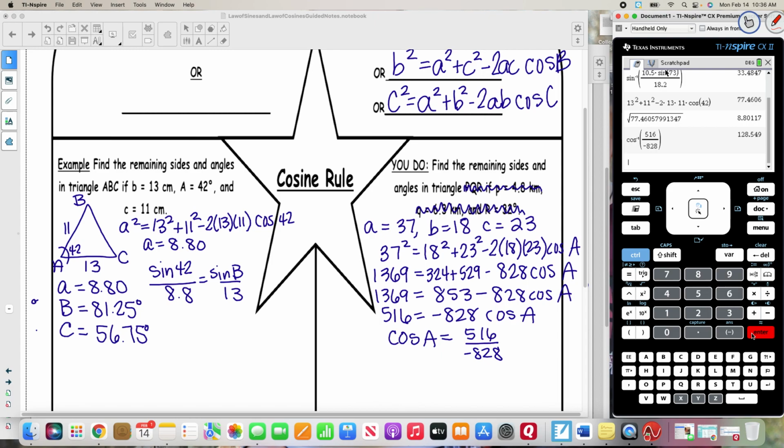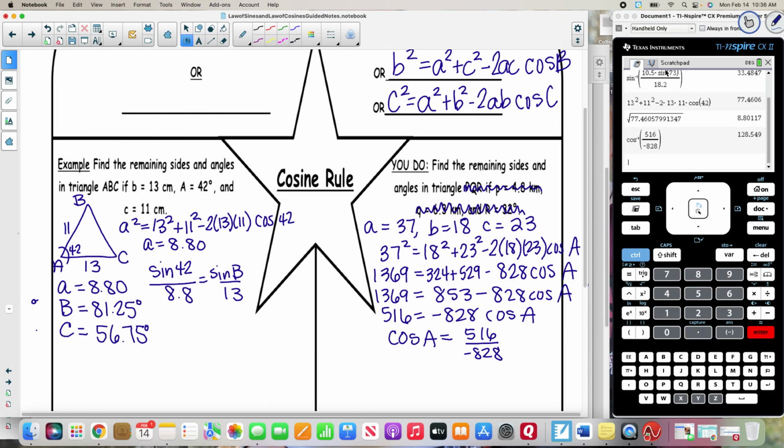What does that say? And that says to me 128.55. So we're looking for angle A, angle B, and angle C. So angle A is 128.55.